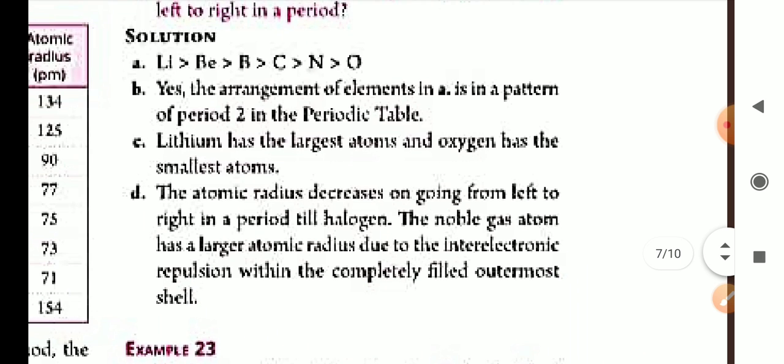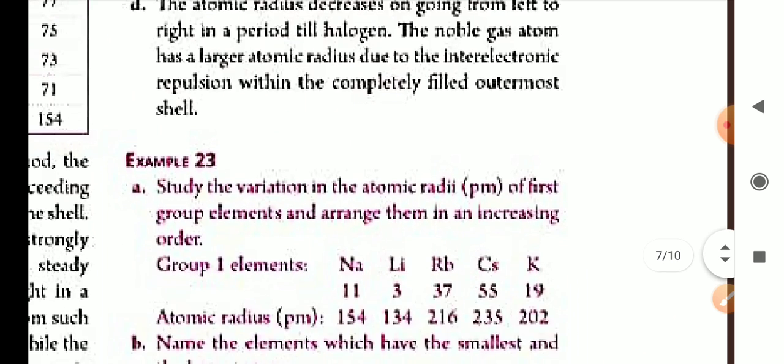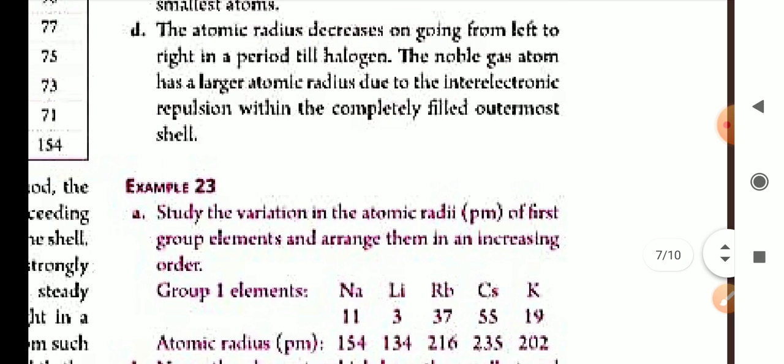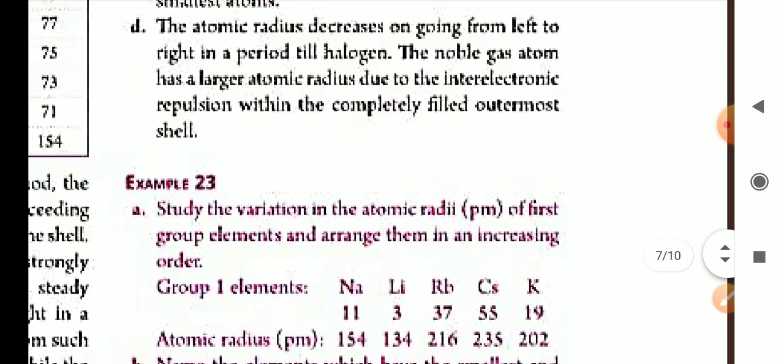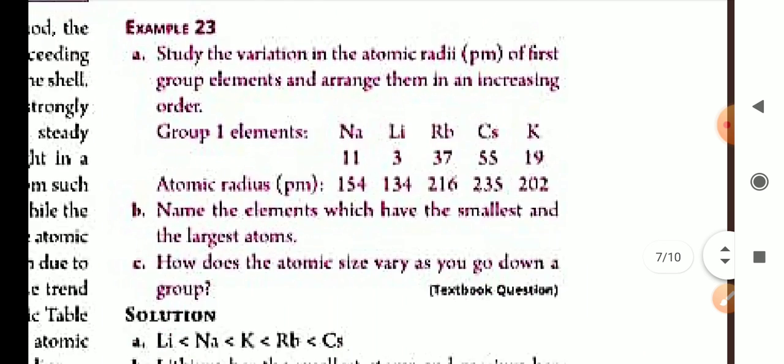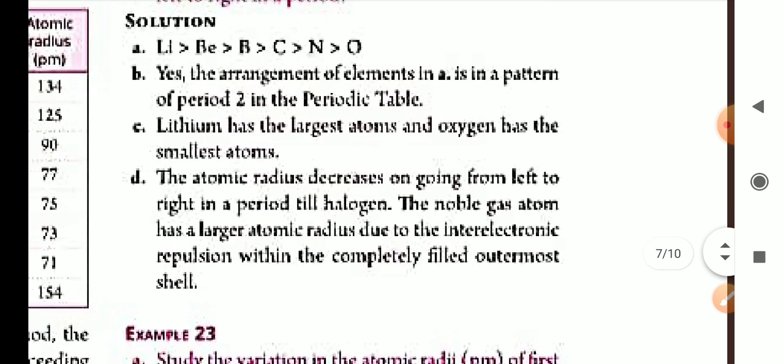Noble gas is not given here. That's why I have not told. So noble gas has the highest atomic radius, and the halogen has the lowest atomic radius.